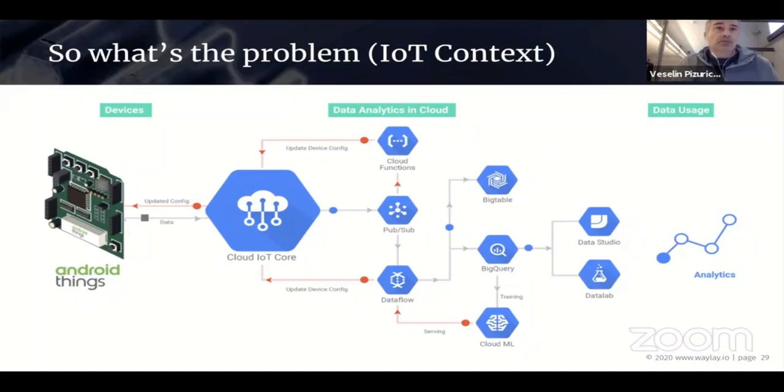And to make it more concrete, I have taken here one default picture. Again, I'm picking up something from just Googling, and this is typically what we are dealing with every day in my company. You have some devices that are pushing data to the cloud, and typically you have a PubSub there, you're doing the cloud functions, you have a data flow, then you do the BigQuery analytics and so forth and so forth. So how hard can it be?